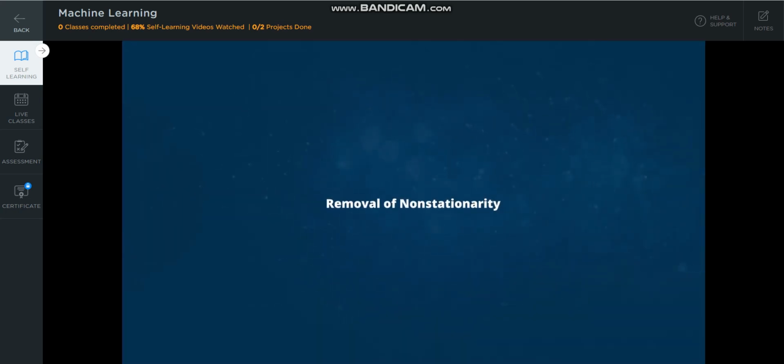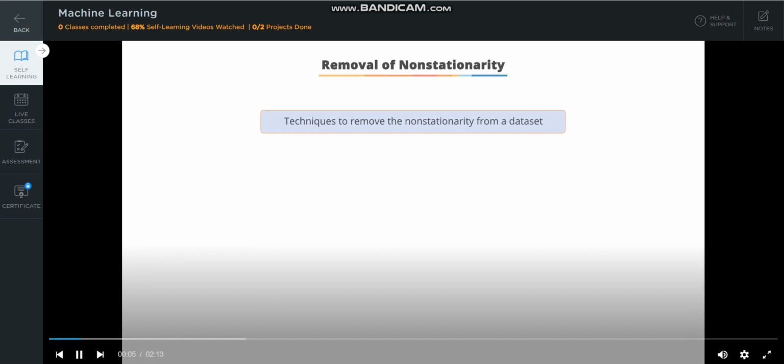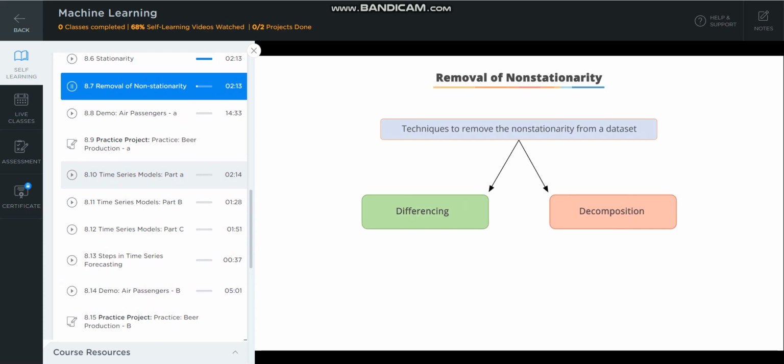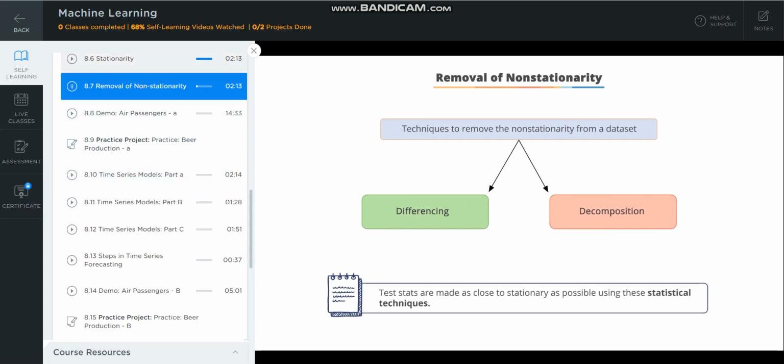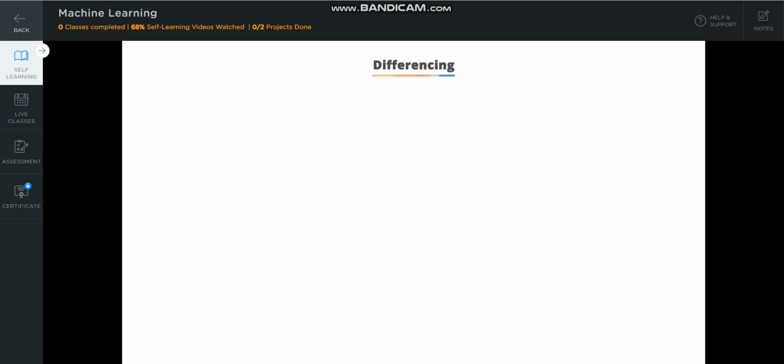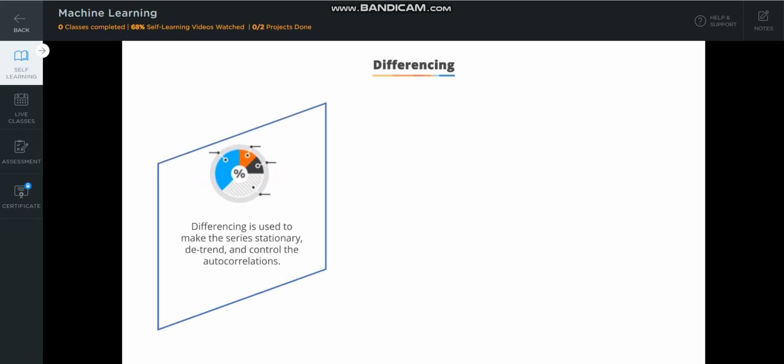How can you remove the non-stationarity from your data set? You can do that using two techniques, differencing and decomposition. Getting the series to be perfectly stationary is desirable but not practical, so it is made as close as possible to stationary using these statistical techniques. So, let's first look at differencing. Differencing is used to make the series stationary, to detrend, and to control the autocorrelations.